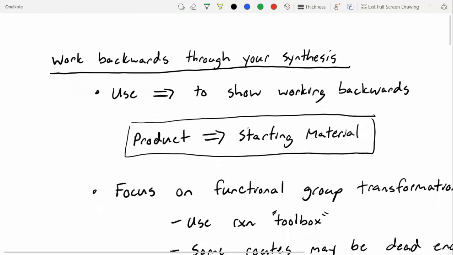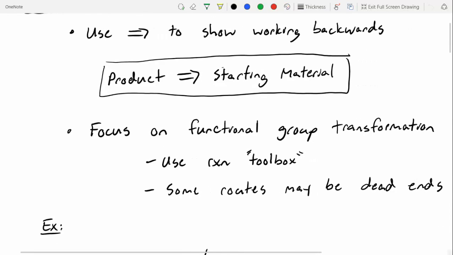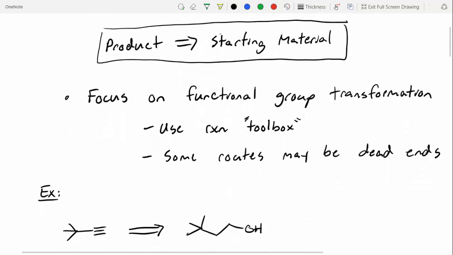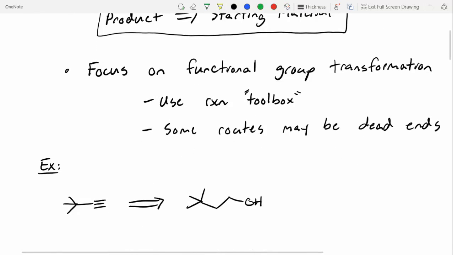We're going to practice this a lot more. But the key is to focus on functional group transformations, and you want to use that reaction toolbox that we've been developing. The other thing with synthesis is some routes may just be dead ends, and that's perfectly fine. If you run into a dead end, just cross it out and find an alternate route to continue working off of. So let's take an example here.